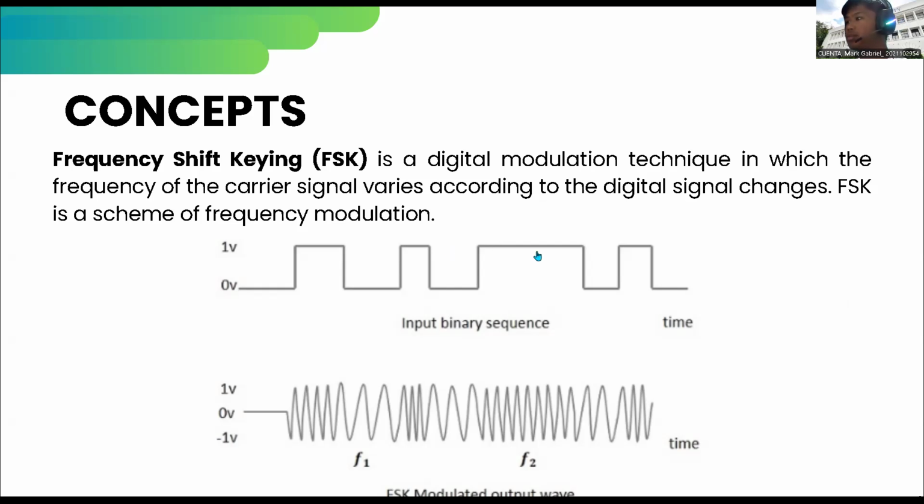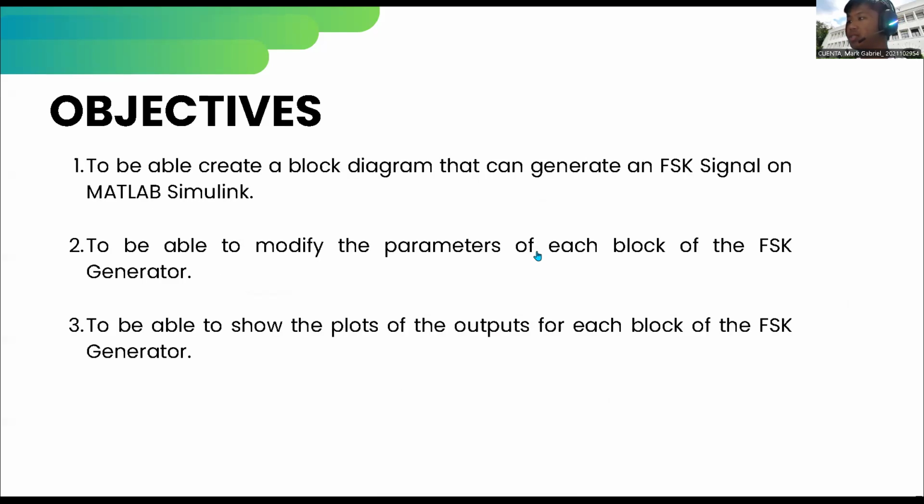Moving on to the objectives. The objectives of the experiment are to create an FSK signal generator using MATLAB Simulink, modify the parameters of each block, and observe the resulting output waveform. The activity also aims for us students to understand the different behavior of digital modulation through simulation. By completing this experiment, we will gain knowledge of FSK signal generation and analysis.